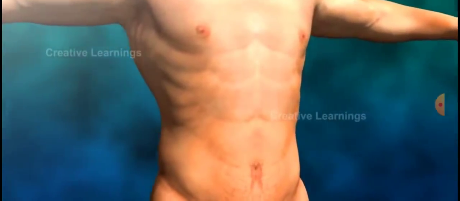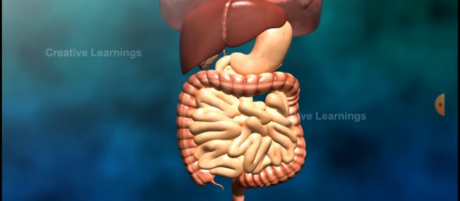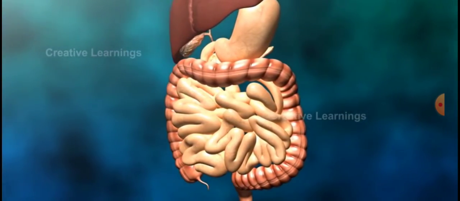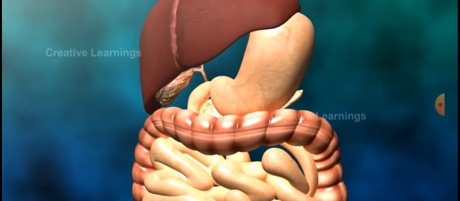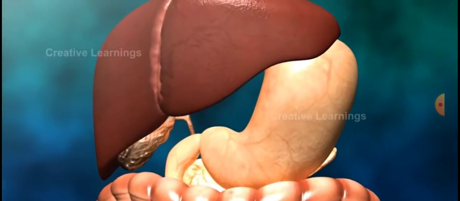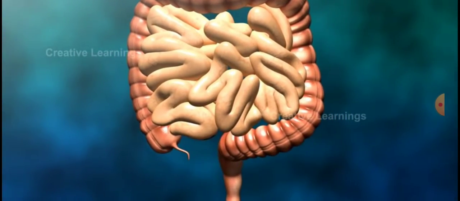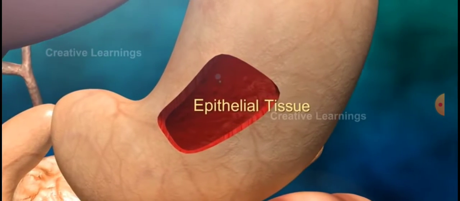So let's begin with whole organisms and work down to the molecular level. Organisms are made up of the organ system, such as the digestive system pictured here. Each of these organ systems are comprised of individual organs which work together in a coordinated manner. The organs such as liver, stomach, small and large intestines are a part of the digestive system. All these organs are made up of tissues.